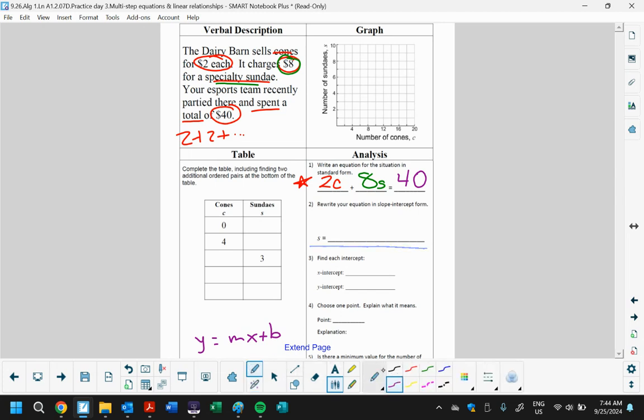So first step for me, if I know all my s's are together and on one side, where should I put some work here? This is going to be a little sloppy for a minute. Let's do my work down off to the side. We have 2 per cone, 8 per specialty sundae, $40 in total. Focus, Mr. Callen. All my sundaes are together. So let me make this a little bigger.